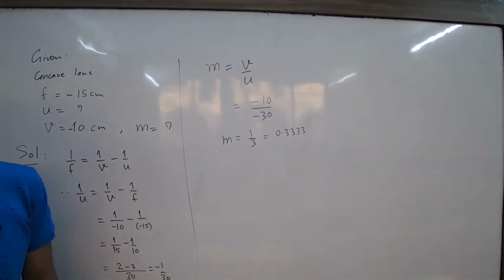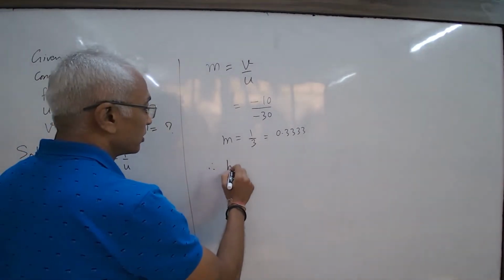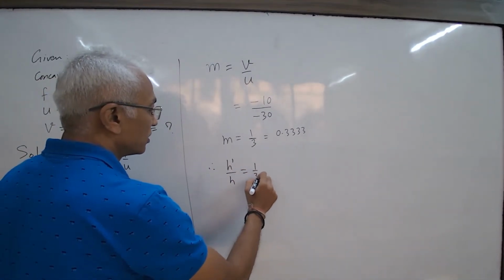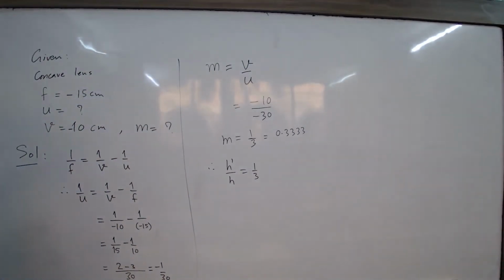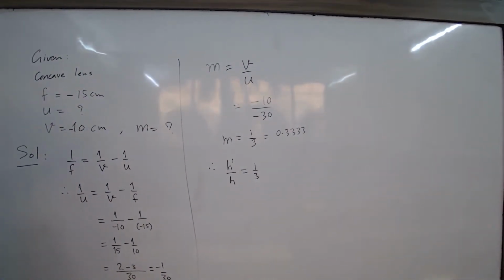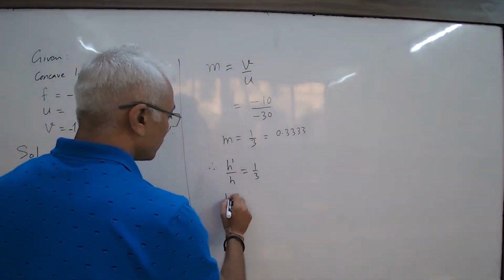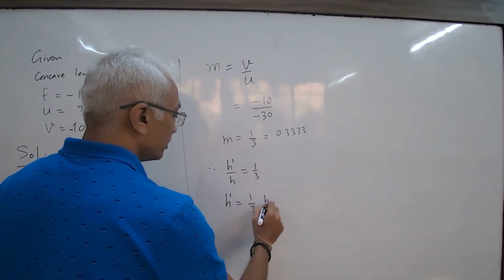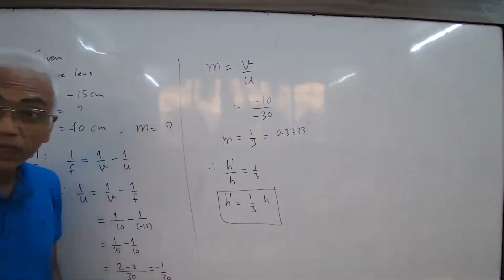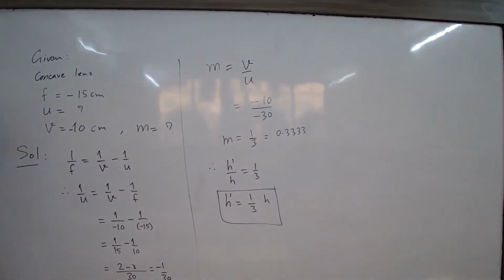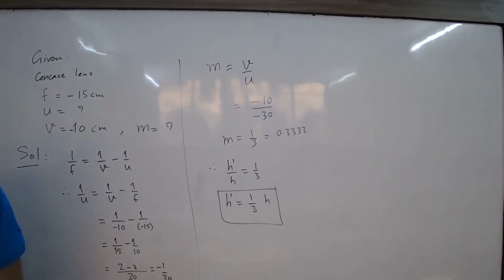Okay. So what is the image size? Is it diminished? Enlarged? Oh no, diminished. Sorry. So h dash by h is equal to 1 by 3. In a concave lens, it is never enlarged. A virtual image is enlarged only in a convex lens. This is another result. So if you know this, then you can actually predict whether your answer is correct or not. Since the magnification is positive, anyway it is.